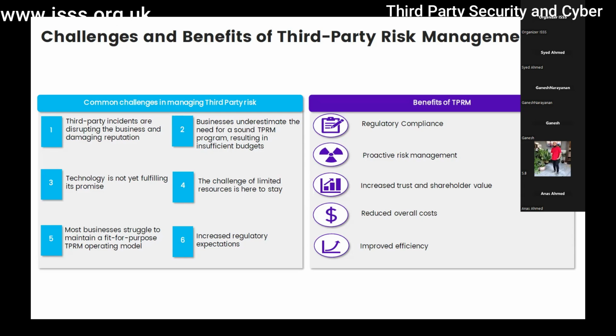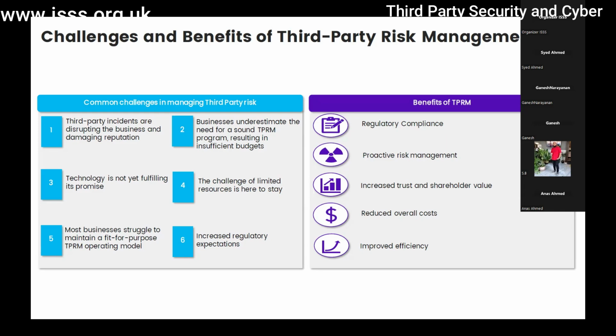So you can imagine the kind of impact and the kind of financial loss that these vendors are bringing into the organization. So that's a very common challenge, and that's why the business needs to understand, and business should not underestimate that they do not need a third party risk management program, because they do not have enough budget around it. Of course, the technology is not yet fulfilling its promise, because this is again something very niche, and something very new within the market. So there are not quite a few matured or robust tools within the market which manage end-to-end third-party risk management.